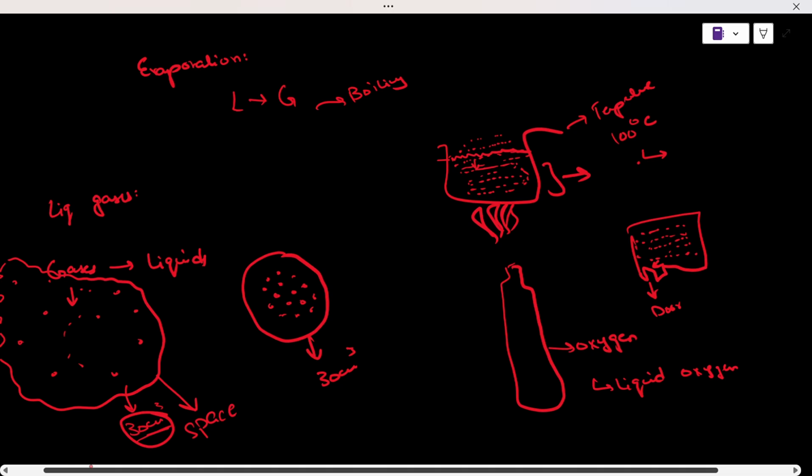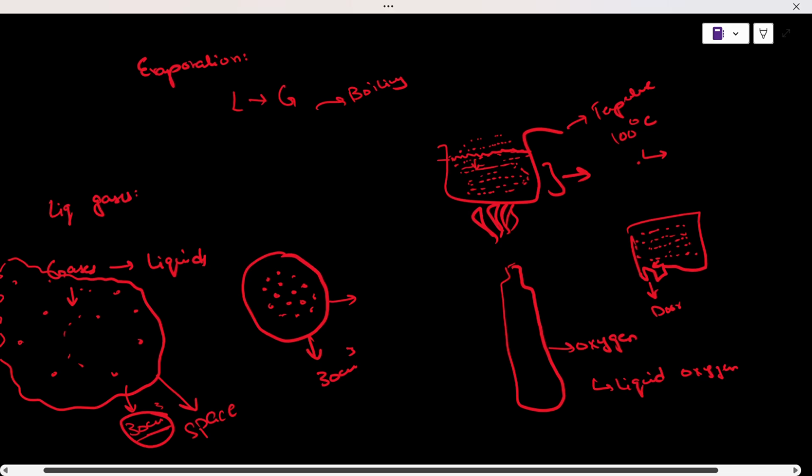So what you actually notice is that in liquid form, gases occupy much less space than they occupy in the form of a gas. Why? Because gases have their particles very far apart. You see how far these particles are. In liquids, that's not the case. The particles are slightly closer together or much closer together compared to gases. That's why we liquefy gases.